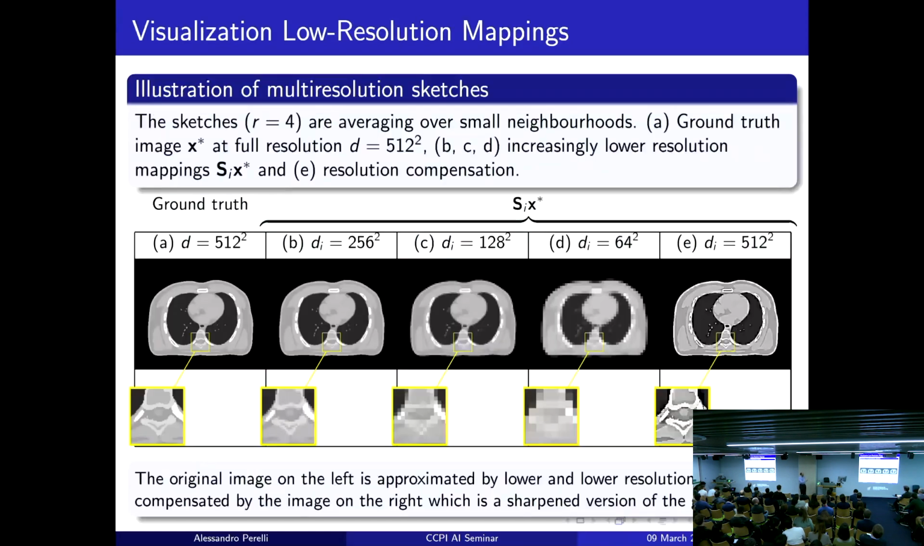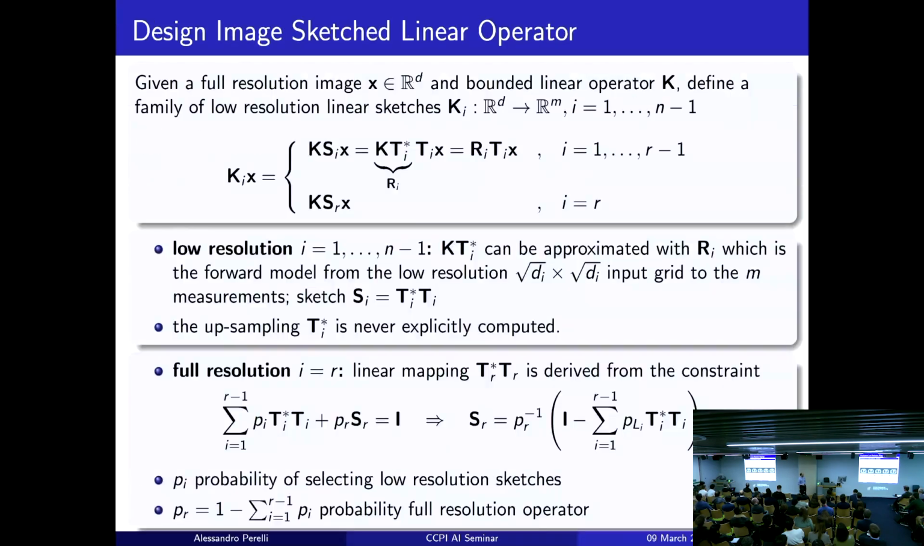So this is an example from an X-cut phantom. If we do block averaging, here you see, of course, all of them are 512 by 512 resolution images. So this is T star I times T. But the key important thing is that the last sketch, which is the full resolution one, is much sharper than the ground truth, the original one, because we want to compensate for the loss that we have for the low resolution one.